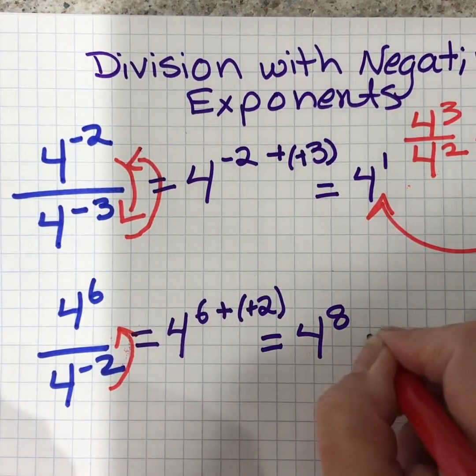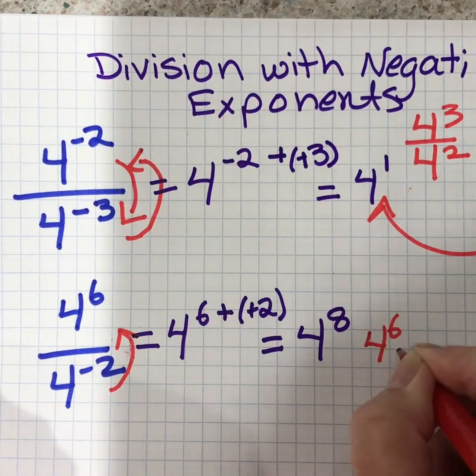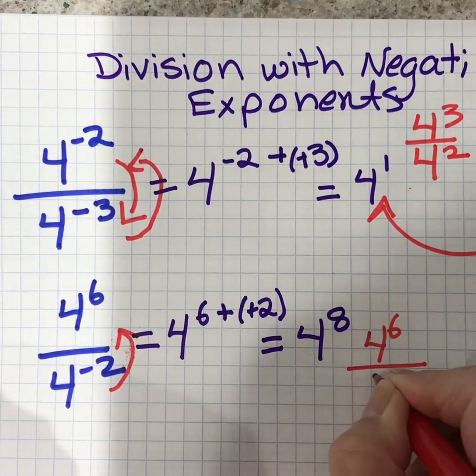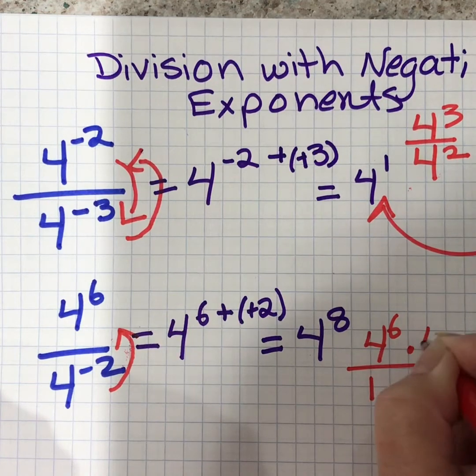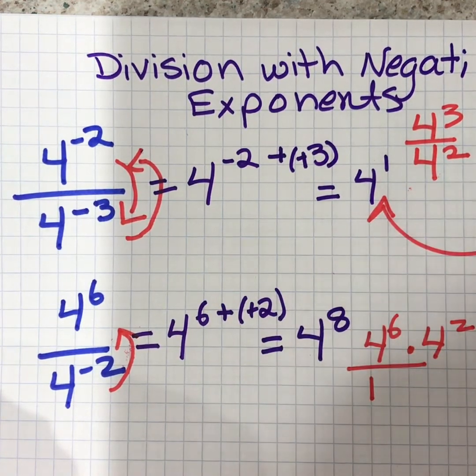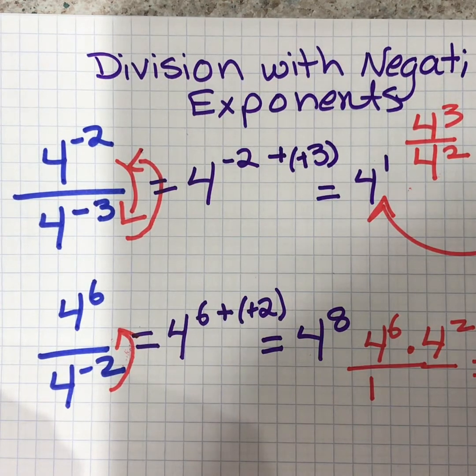In our second example, we're only going to flip the negative exponent up. So we have 4 to the 6th over 1 times 4 to the second, which equals 6 minus 2. It's multiplication, 6 plus 2, which equals 4 to the 8th power.